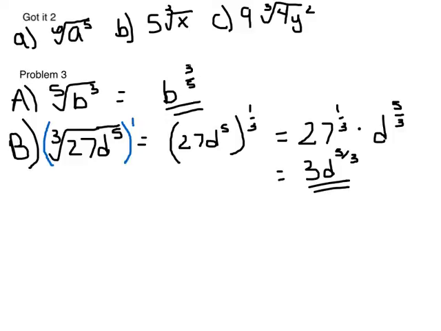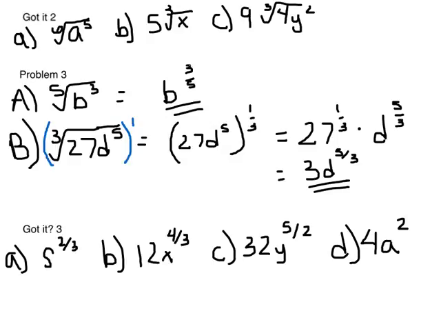Alright, pause the video and go ahead and try the got it's for problem 3. Alright, for A you should have gotten s to the 2/3, B is 12x to the 4/3, C is 32y to the 5/2, and D is 4a squared.